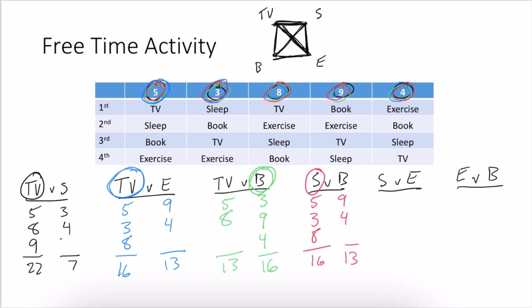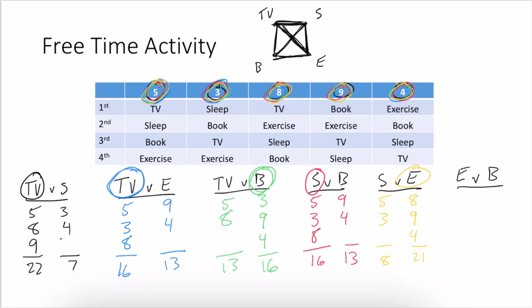Then for the next one, if we're comparing sleep versus exercise, these 5 votes are going to sleep. These 3 votes are also going to sleep. These 8 votes are going to exercise. These 9 votes are also going to exercise, and so are these 4. And when I add up these numbers, 5 plus 3 is 8, and 8 plus 9 plus 4 is going to give me 21, I think. Yeah, that looks right. And so exercise is going to be the winner in that case.